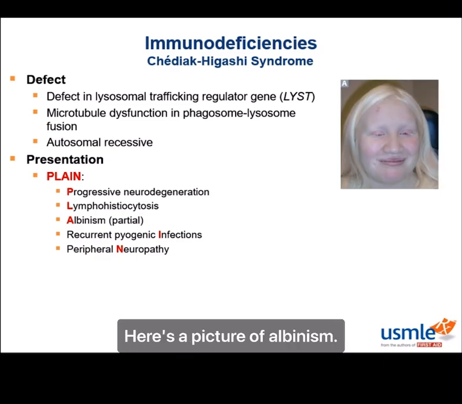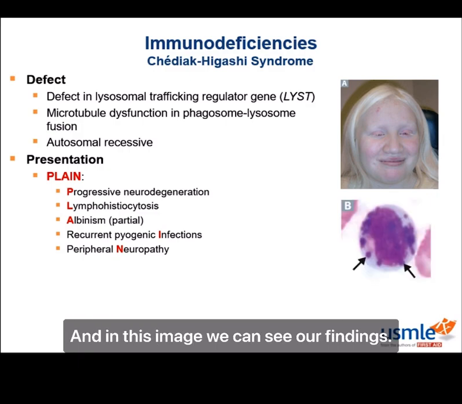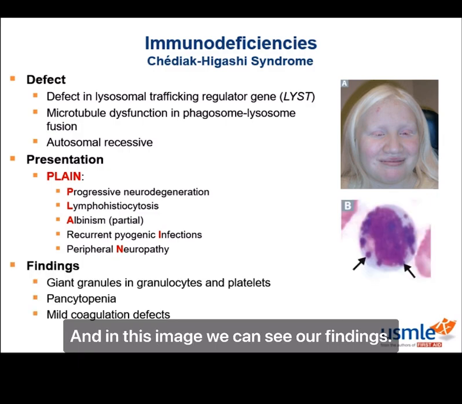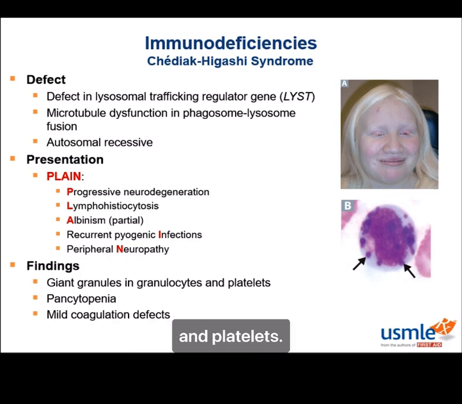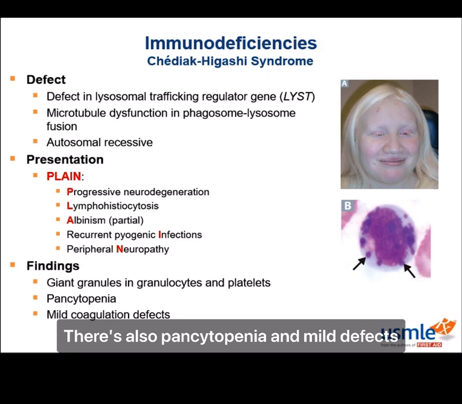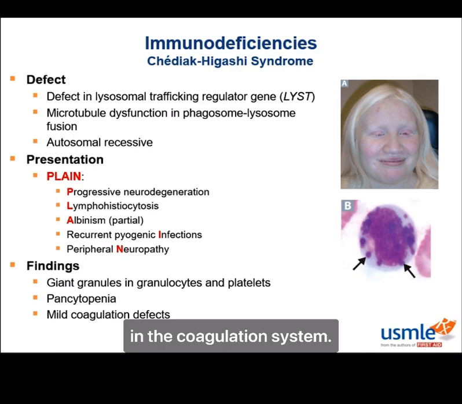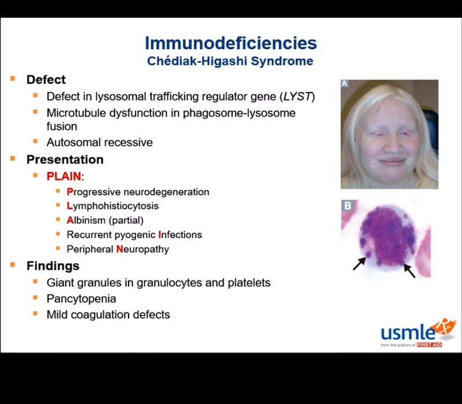Here's a picture of albinism, and in this image, we can see our findings. There are giant granules in the granulocytes and platelets. There's also pancytopenia and mild defects in the coagulation system.